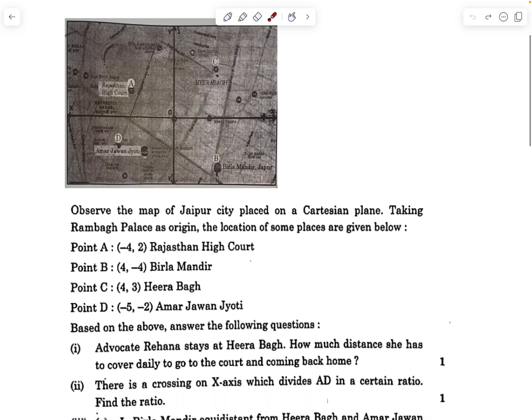Question 1. Advocate Rehana stays at Hirabag. How much distance she has to cover daily to go to the court and coming back home? Hirabag is at C and the court is at A. So she has to travel the distance AC twice, assuming that she is taking the same path during the up journey and the down journey.